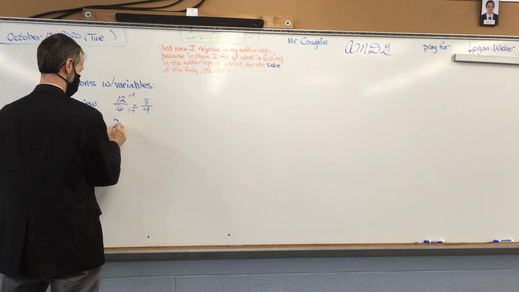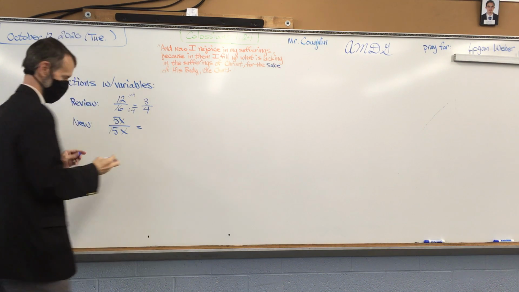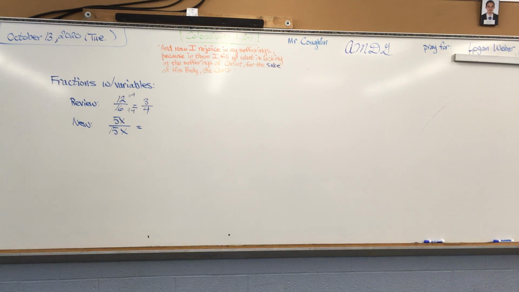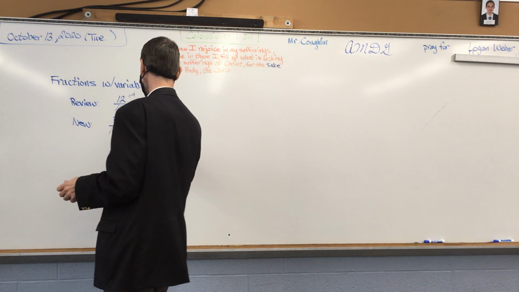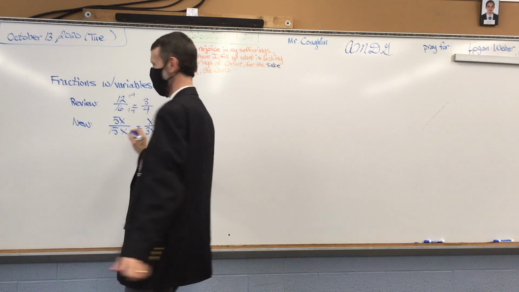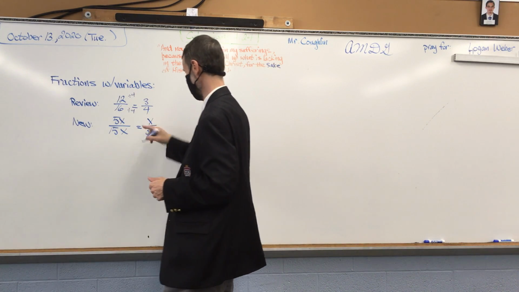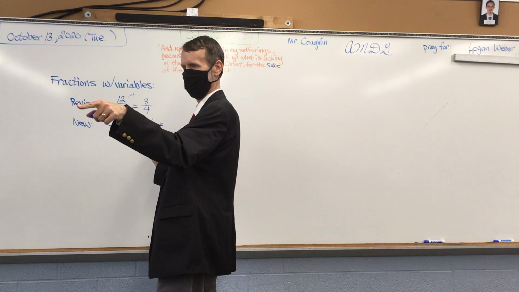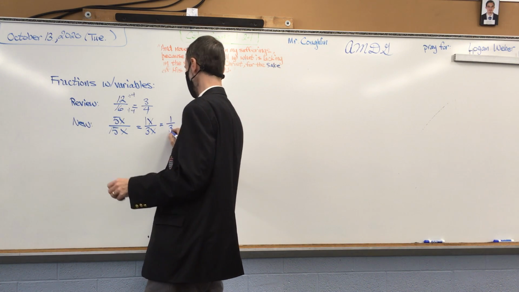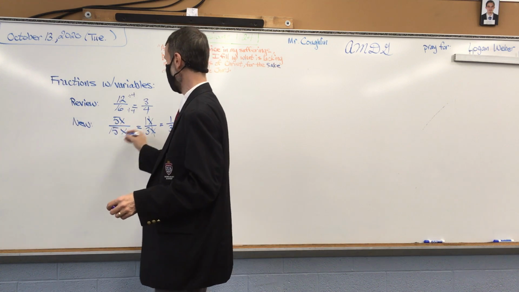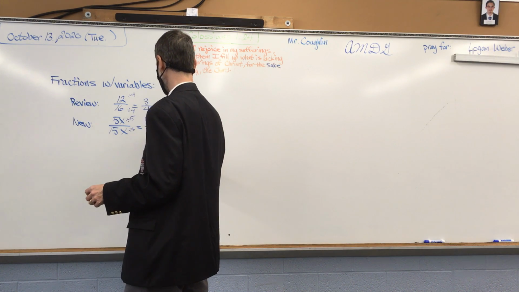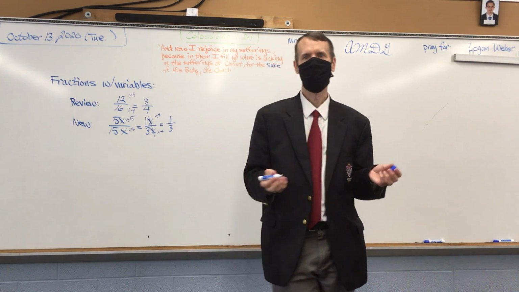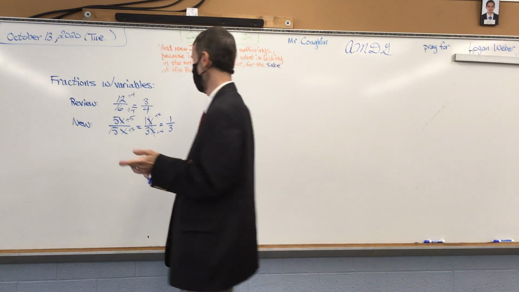You can also do that with variables. 5x over 15x. Can somebody reduce that for me? Yeah, it's x over 3x, and interestingly enough, you can reduce it one more time. Technically, what's in front of the x? 1. What does that reduce to? 1 over 3, because the x's cancel. In the same way that you can divide top and bottom by 5, you can also divide top and bottom by x. Does that make sense? So you can cancel not only numbers, but variables.